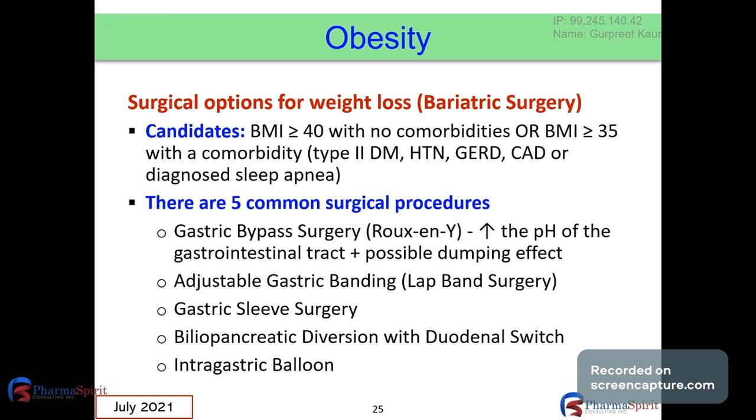The other surgical techniques include adjustable gastric banding, gastric sleeve surgery, biliopancreatic diversion with duodenal switch, and finally the intragastric balloon.